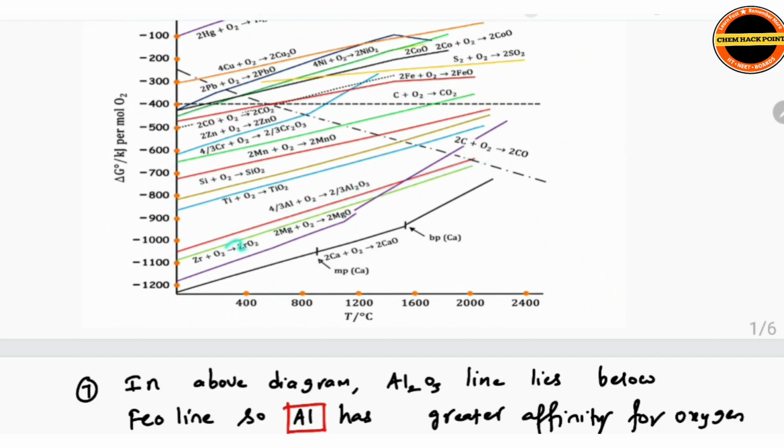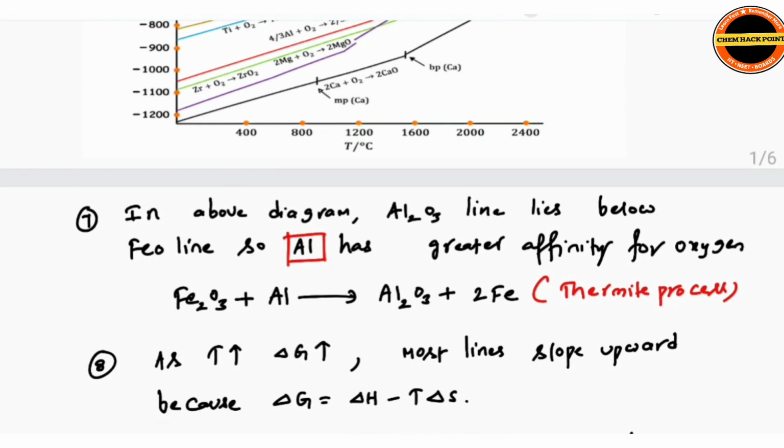For example, Al2O3 is below MnO, so aluminum can reduce MnO also. Whichever is below in the series, such metals have more tendency to reduce the oxides above. Only one line you remember: the element whose graph is below in the Ellingham diagram has more tendency to reduce the oxides above it.